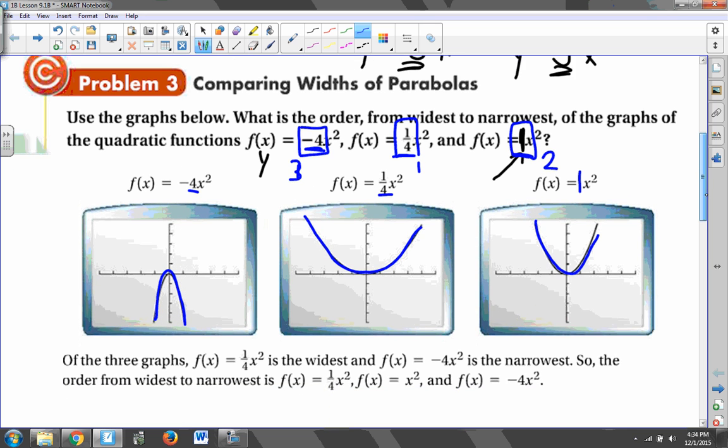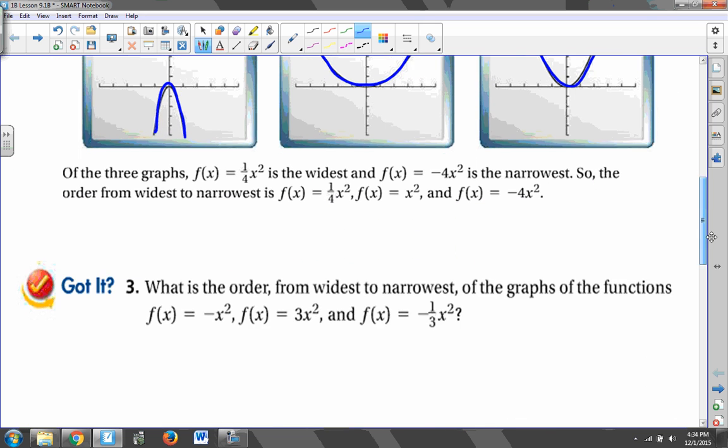Now, I would like you to try that as well. By graphing these three functions, or maybe not necessarily graphing them, but telling me what is the order from widest to narrowest of these three graphs. I have a negative x squared, which really is a negative 1x squared. I have a 3x squared, and I have a negative 1/3 x squared. I want you to tell me which one of those is the widest, which is the narrowest, and which is in between. So pause the video, order these three functions for me, and then come back and I'll show you the correct order.